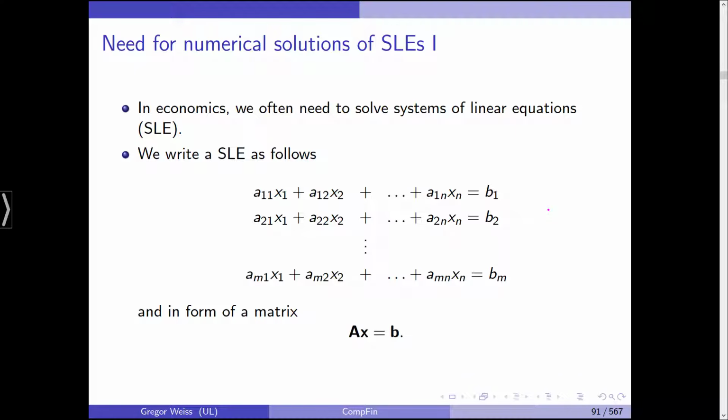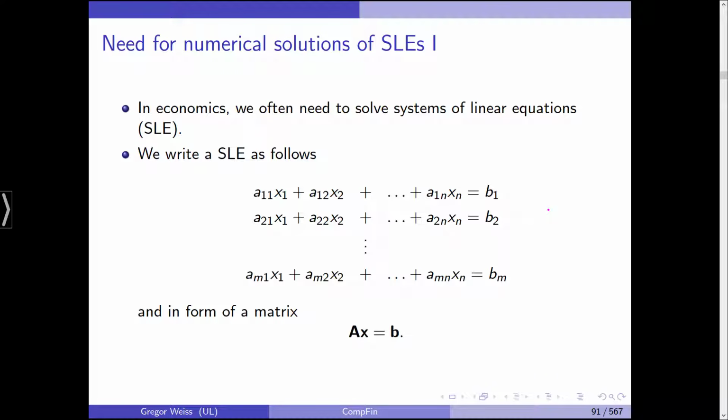We write this system of linear equations in a standardized way. So this is what it looks like. We have coefficients a11, a12 to a1n, and our variables of interest x1, x2 to xn, and this has to equal b1. This is the first equation, and because it's a system of linear equations, we have more of these equations. So a21, a22, a2n, and b2 are the coefficients used in the second equation.